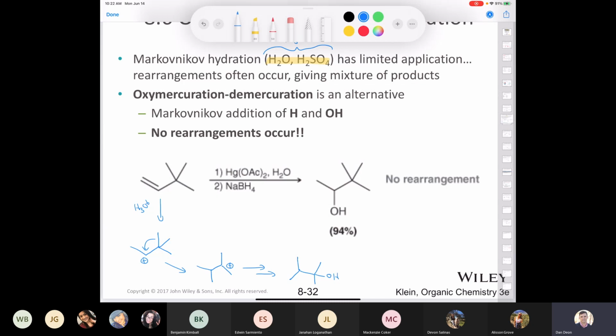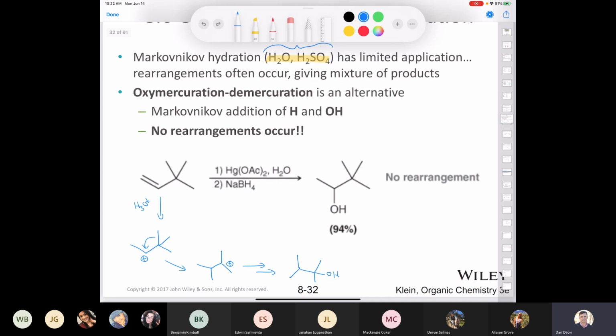And so the question is, how could we just do the Markovnikov addition and avoid carbocation rearrangements? Well, we use special conditions that we call oxymercuration demercuration. It's the Markovnikov addition of a hydrogen and a hydroxyl, but there's no carbocation rearrangement occurring. So what do we do? In the first step, you use mercury(II) acetate, which is usually called mercuric acetate. So this is mercuric acetate in water. That's important.